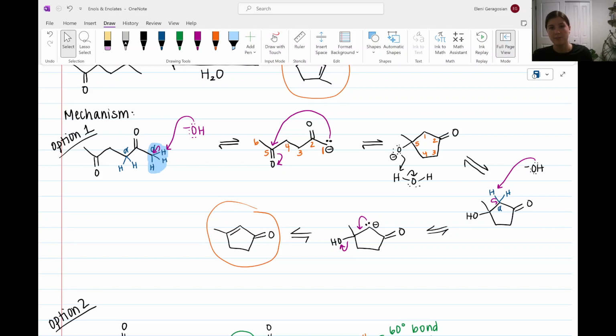Again, steps are the same. We are just adding now the enolate carbanion to a carbonyl that is part of the same molecule, and that is the intramolecular reaction.